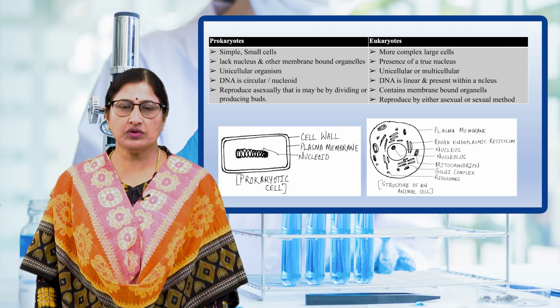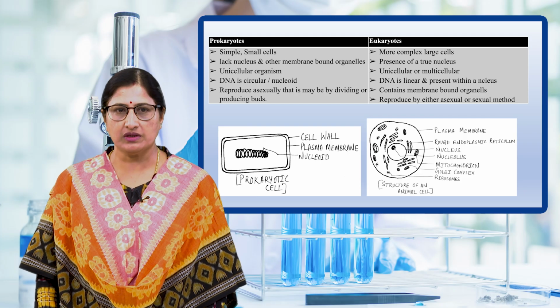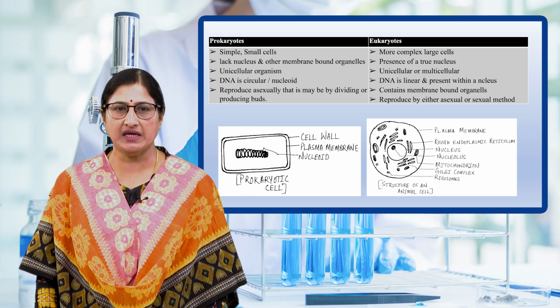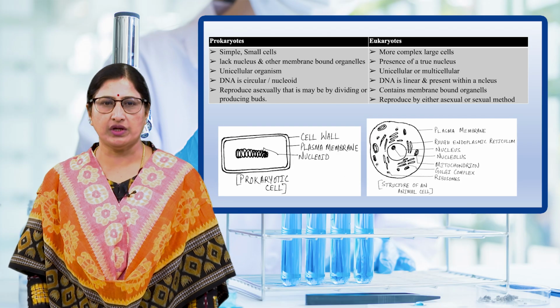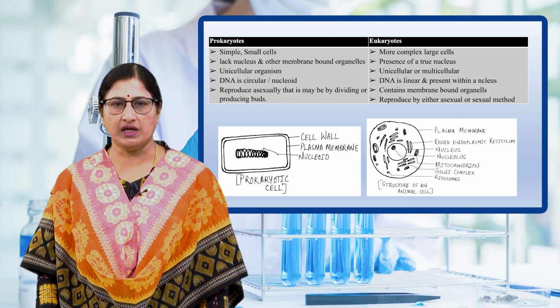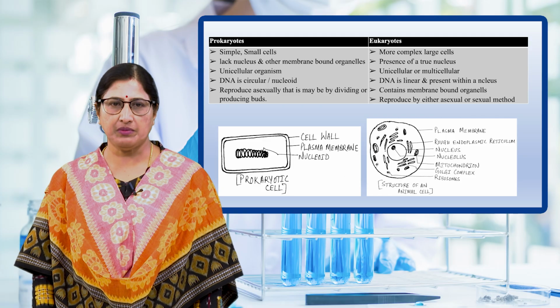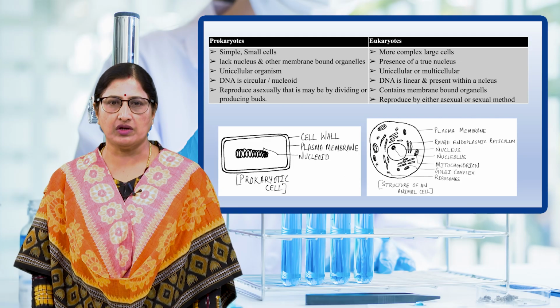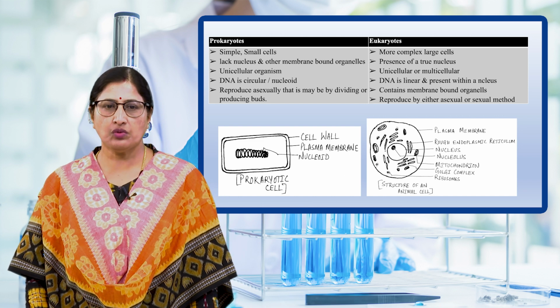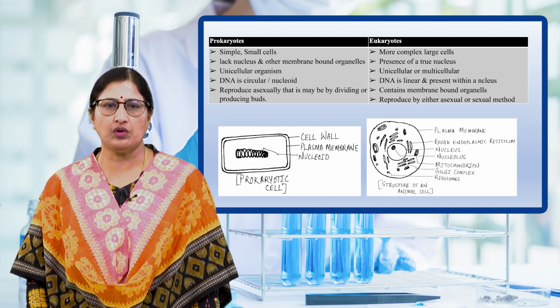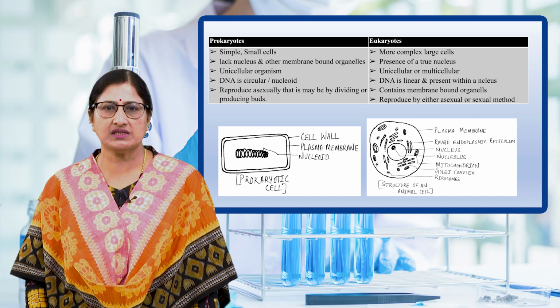Students, after knowing about the detailed structure of nucleus, let us learn about two types of cells, prokaryotic cells and eukaryotic cells. Prokaryotic, pro means primitive and karyon means nucleus. Eu means good or advanced and karyon means nucleus. So when we are talking about prokaryotic cells, definitely these are primitive, simple and small cells, whereas eukaryotic cells are more complex and large in nature.